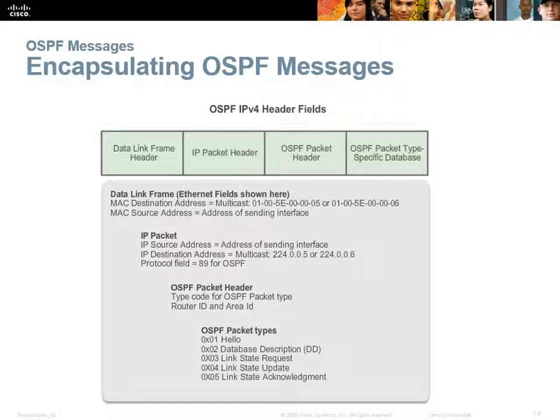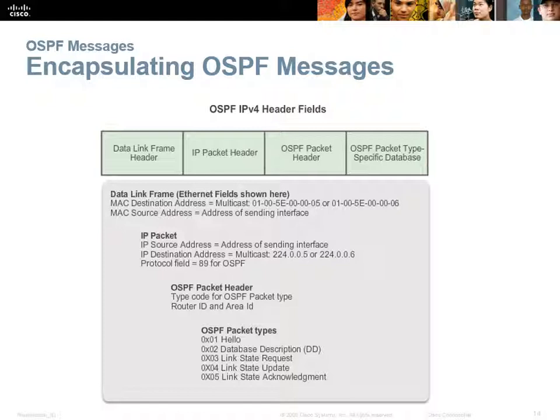Let's talk a little bit about the OSPF IPv4 header. What did I say data link frame header was? What is data link? What's on the data link layer? The MAC address, right? It's that physical address. What's IP packet header? What's in there? It's the source and the destination IP address, right?